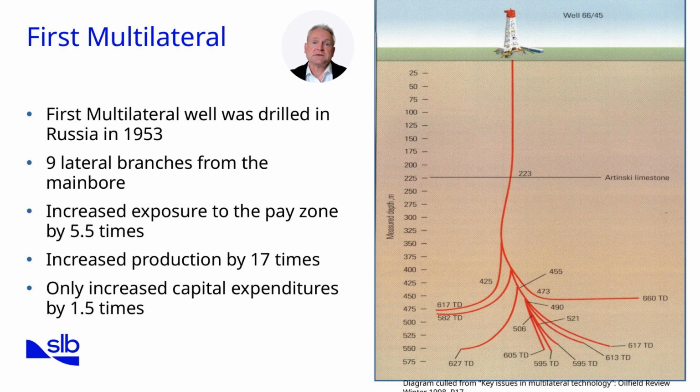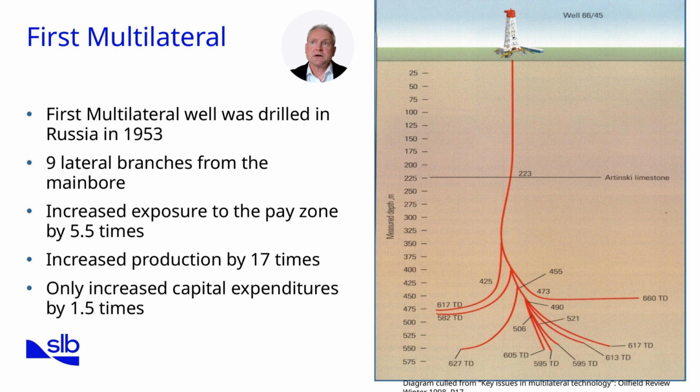The impact was significant. Reservoir exposure increased by 5.5 times compared to a single borehole. This meant far more reservoir contact, which directly translated into higher production rates. In fact, output increased 17 times, an enormous uplift for relatively little added investment. Capital expenditure only rose by a factor of 1.5, so the return on investment was very favorable. This example demonstrates the power of multilaterals. They allow us to multiply production without multiplying cost in equal proportion.